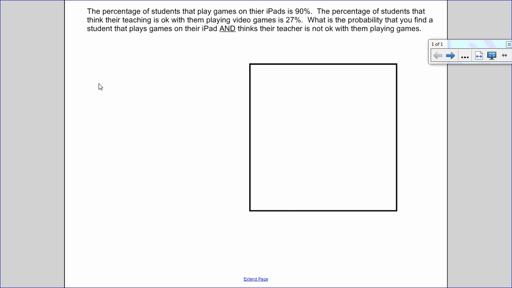Hey there guys, just wanted to make a video for you on finding area models with probabilities. So I made up a problem here. And what's nice about these area models is you can make up pretty crazy situations just based on these percentages.